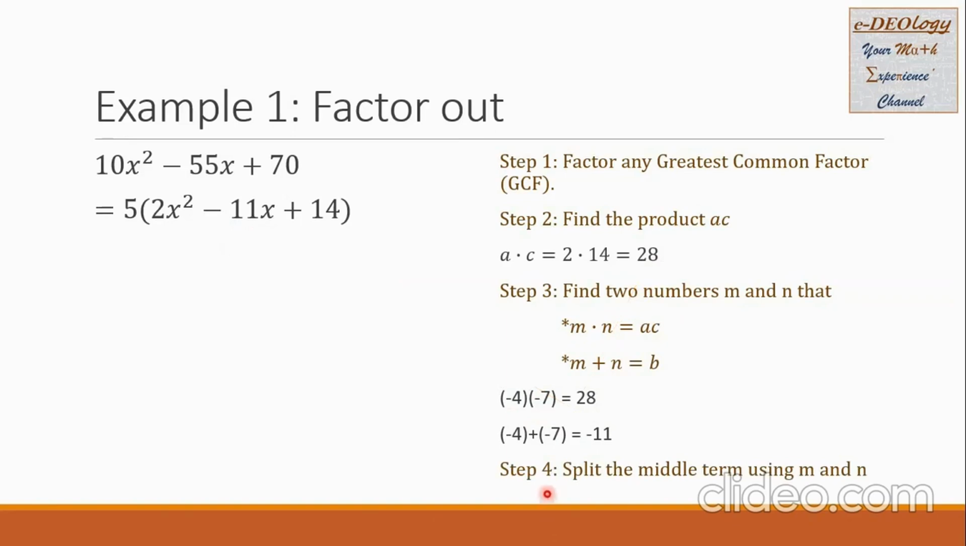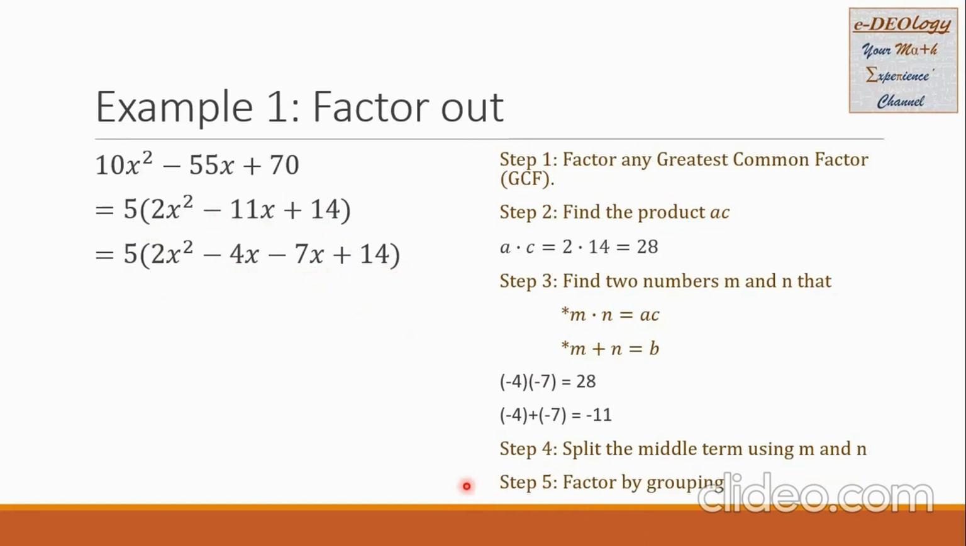So step 4, we're going to split the middle term using m and n. It means to say we're going to rewrite this trinomial but the middle term, we must split it using this m and n here. So as you see now, in this line, the 5 is copied. The 2x squared is copied down here. The negative 11x is now split into negative 4x and negative 7x. And then plus the constant 14.